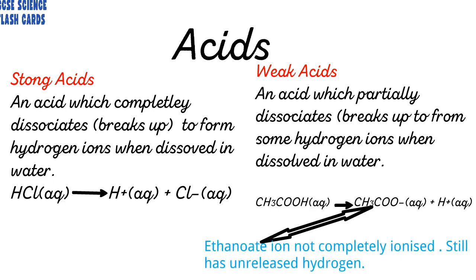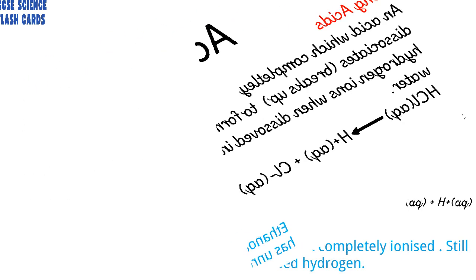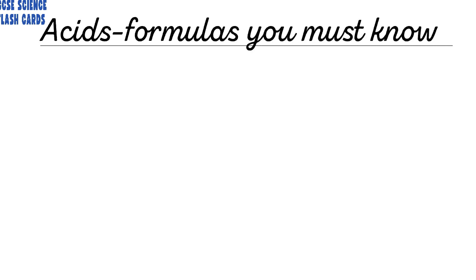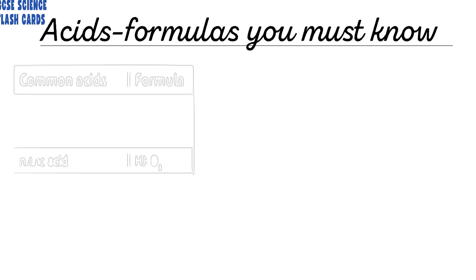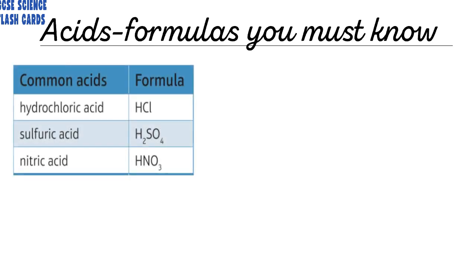Now, for your GCSEs, there are three acids that you must know when you enter that exam. They are hydrochloric acid, formula HCl, sulfuric acid, formula H2SO4, and nitric acid, formula HNO3. You also need to know the names of the salts being made from these acids.